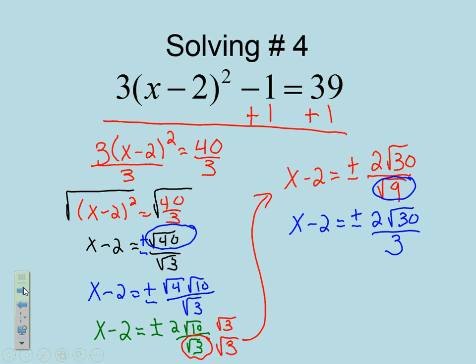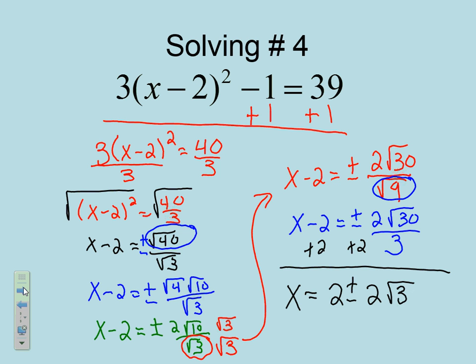Our last step, ladies and gentlemen, is that we have to add 2 to both sides. So our final answer is going to be x equals 2 plus or minus 2 square roots of 30 divided by 3. All right, that is our final answer.